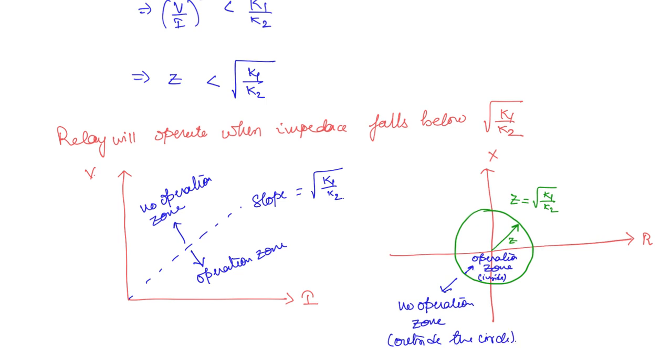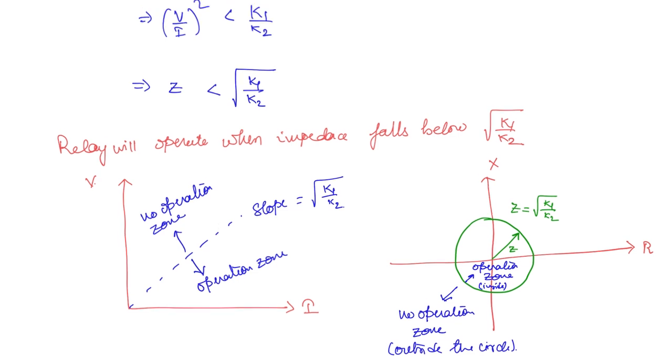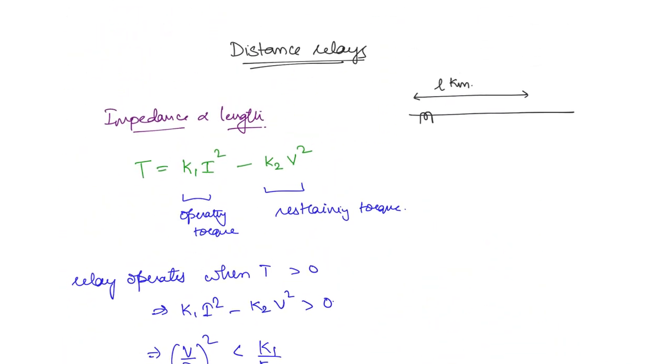Because the distance relays operate on the basis of impedance, we also call them impedance relays. Distance relay or impedance relay. Further, we also have a reactance relay. This is also a type of distance relay only, but it operates on the basis of reactance rather than impedance.